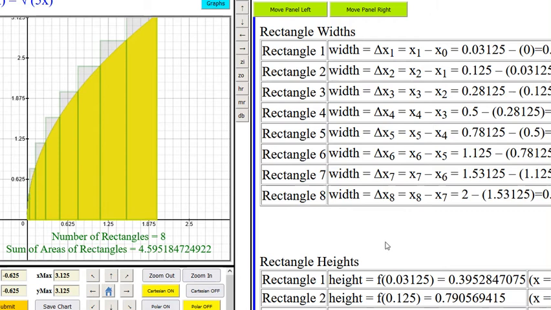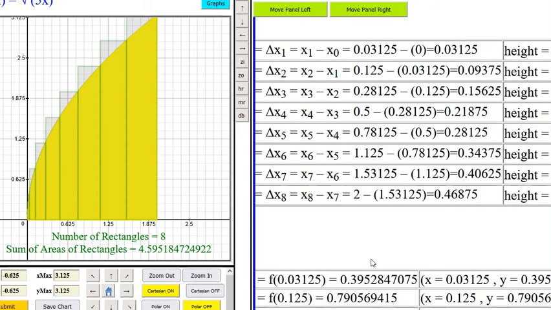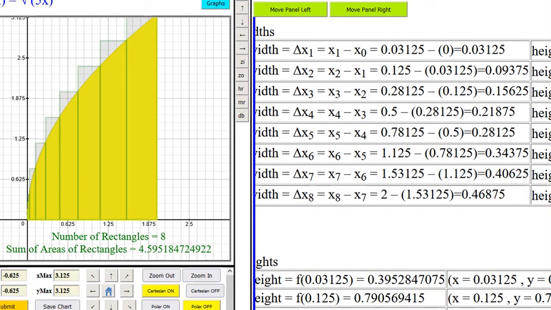For the second rectangle, this x sub 1 is 0.03125, and then this right here is 0.125. And we will use 0.125 to find the height of the second rectangle. And so when x is 0.125, y is 0.79, and therefore the height of the second rectangle is 0.79.